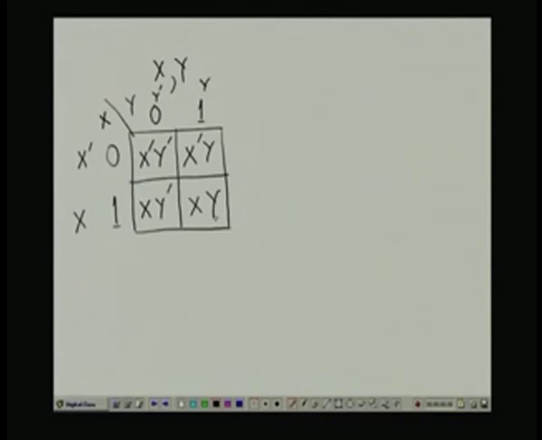Now, say I have one function f equal to x y plus x y bar. So this is a sum of product form. The minterms are: x y means 1 1, this is M3, and x y bar is 1 0, that means M2. These two minterms are there.